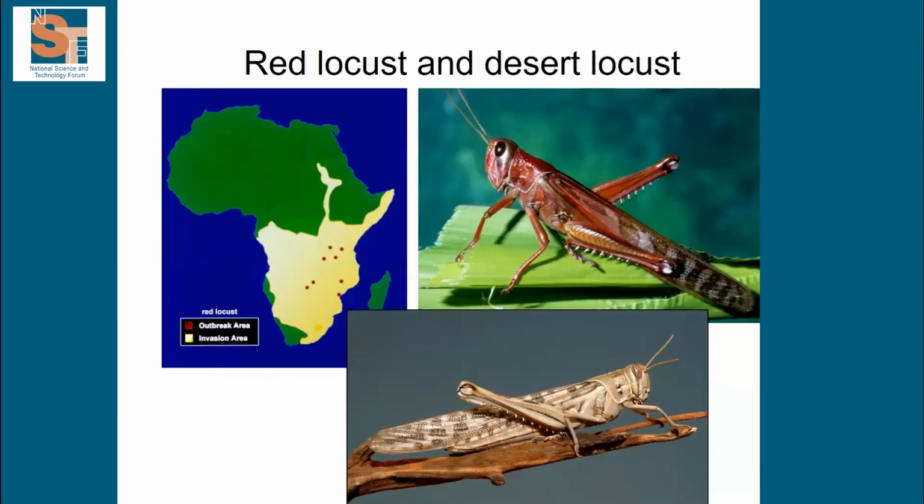Other species are the red locust, which has its outbreak areas in Central and Eastern Africa. We're in the invasion area. We do have lots of red locusts living here, but they don't breed here as gregarious hopper bands. But we are in the invasion area. Massive problem. And there's our Southern African desert locust, which has outbreaks in the Kalahari north of Upington, but only on a very small scale compared to the massive problems of the North African desert locust.